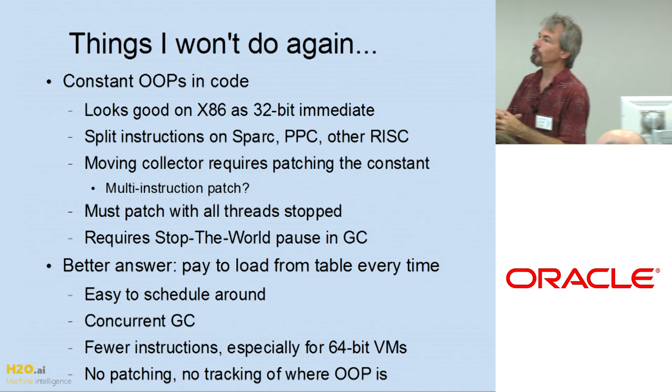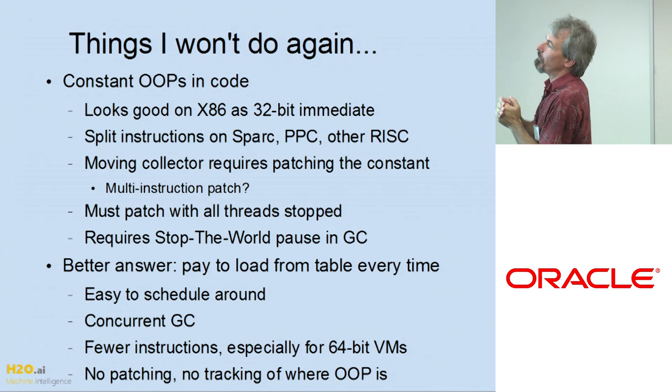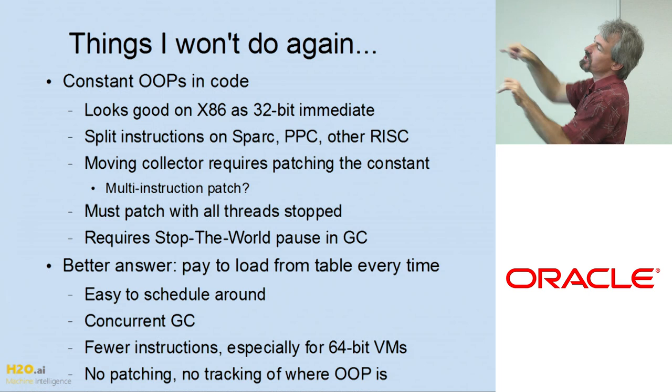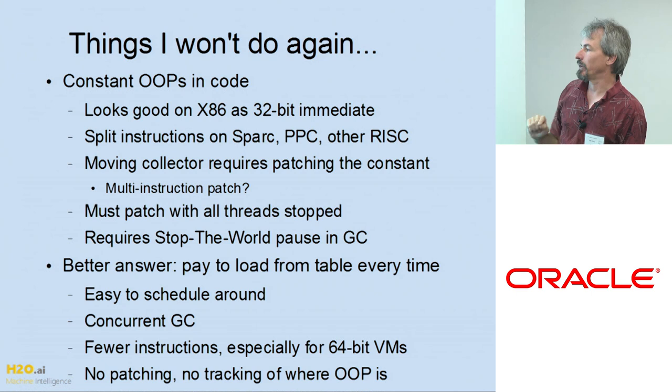Constant oops in code. On an x86, it looked really good as a 32-bit immediate instruction, except, of course, it would be misaligned across a cache line, so you had to patch the damn thing. But on SPARC and PowerPC and other RISC chips, you couldn't build a 32-bit immediate, so you had to have multi-instruction patches. And because you couldn't get those atomically, you had to only patch them with all threads stopped, which meant you had to stop the world to pause, and the GC was required to patch the OOP in the generated running code, and then you had to flush all your icaches.